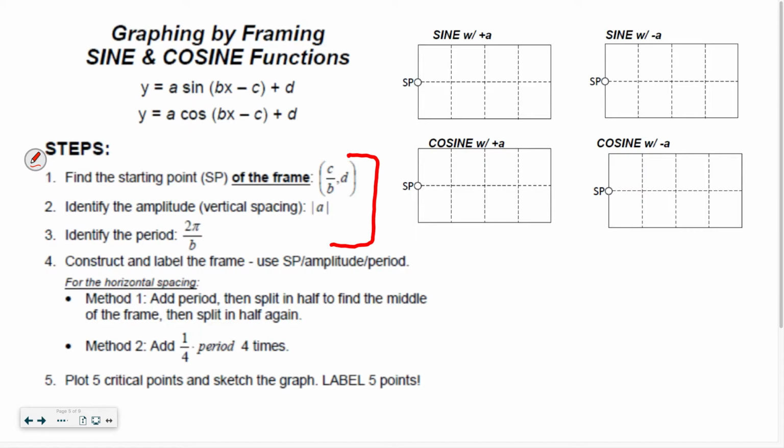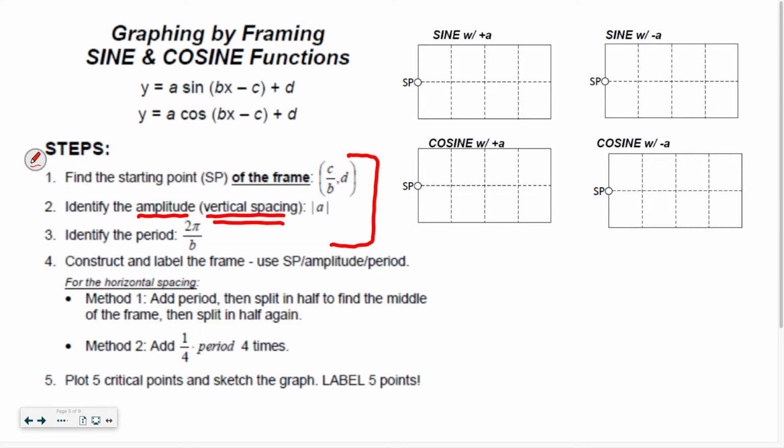So notice down at the bottom, your starting point is the same for all sines and cosines. It's in the middle on the left. That will change when we get to tangent. We're going to put the starting point somewhere else, but for right now, it's in the middle on the left. The amplitude, notice in number 2, that's your vertical spacing. So when you put your starting point down, you'll add the amplitude to your y-coordinate. You'll subtract the amplitude from your y, and those will be your mins and maxes.